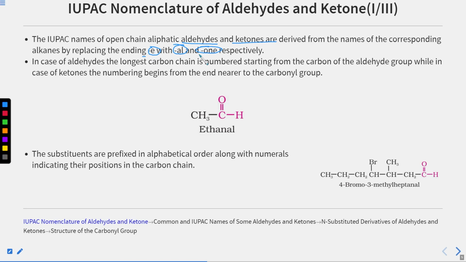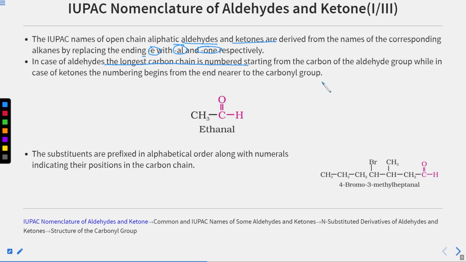Means the base name, suppose it is ethane, then the base name is eth. So that would be the same. We will write it as ethanal in case of aldehyde and ethanone in case of ketone. Now in case of aldehyde, the longest carbon chain is numbered starting from the carbon of the aldehyde group, while in the case of ketone the numbering begins with the end nearer to the carbonyl group.